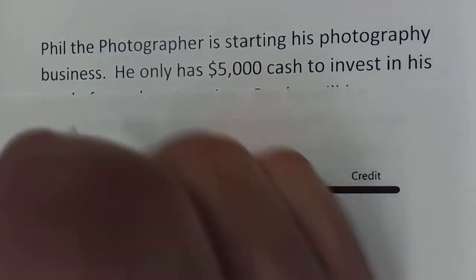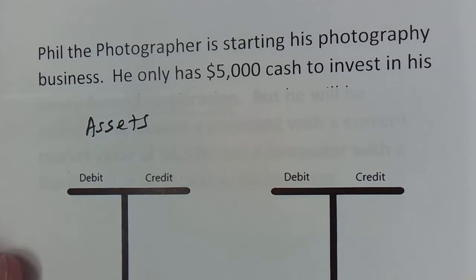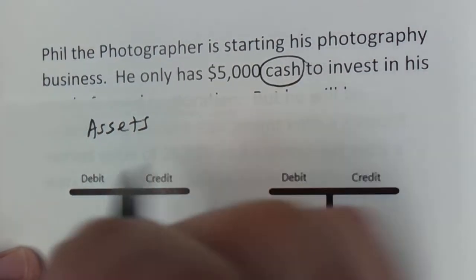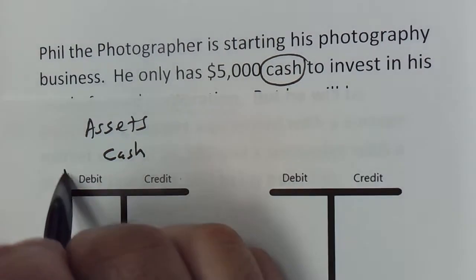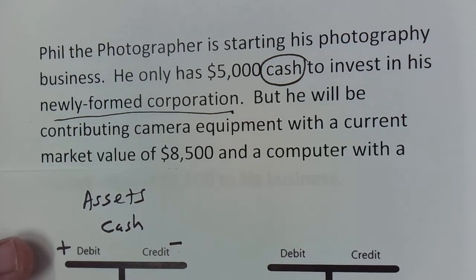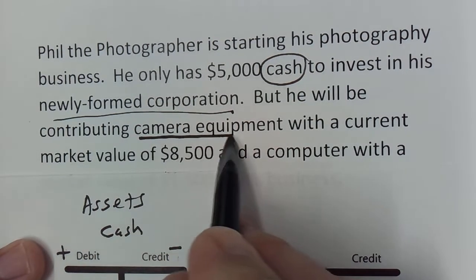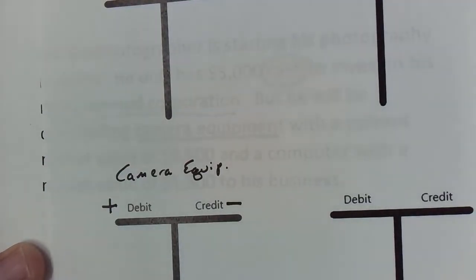So we've got assets, I'm going to show them over here on the left. And we've got several different assets mentioned. We have cash, so I'm going to put that one first. And we know assets increase with debits and decrease with credits. Let's see if there's any other assets. There is another one of camera equipment. Any kind of equipment is an asset. So we're going to call that camera equipment. And again, it's an asset, so it increases with debits and decreases with credits.